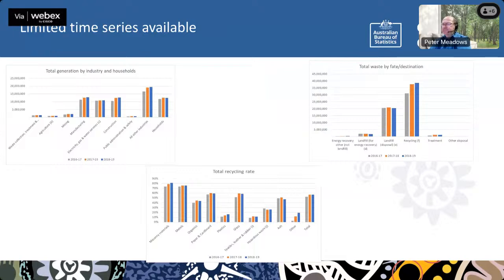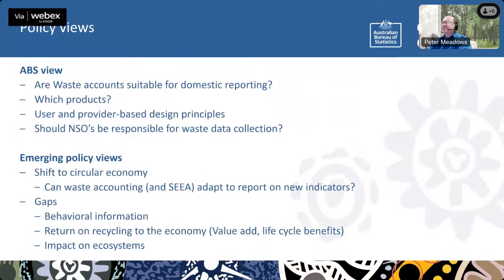One from, I guess, an aspect of policy where the demand was for information beyond just what was being sent to landfill and to recycling, but also thinking about how could SEEA help us to represent the value of that waste. And this is where we found some difficulties, which I'll go through and explore as we go through the rest of the presentation.